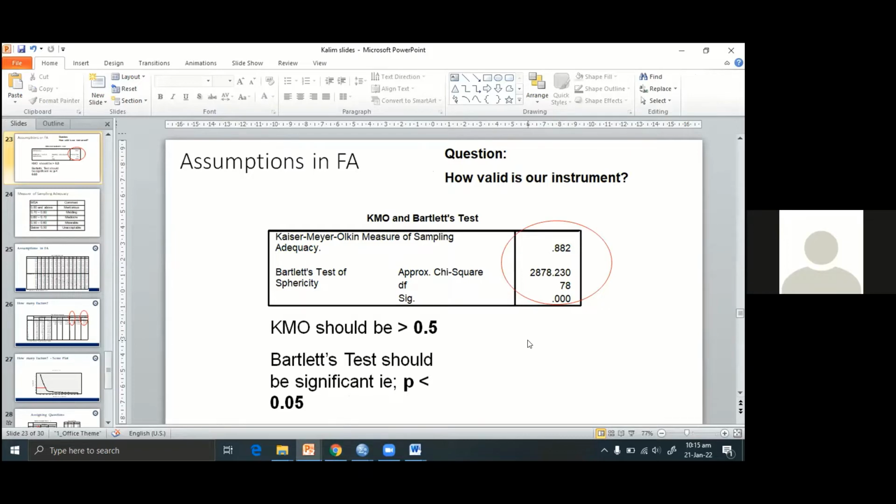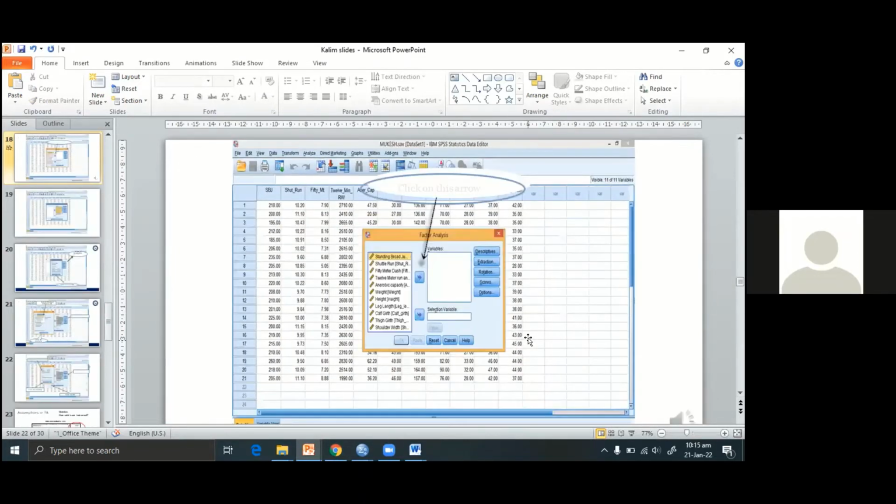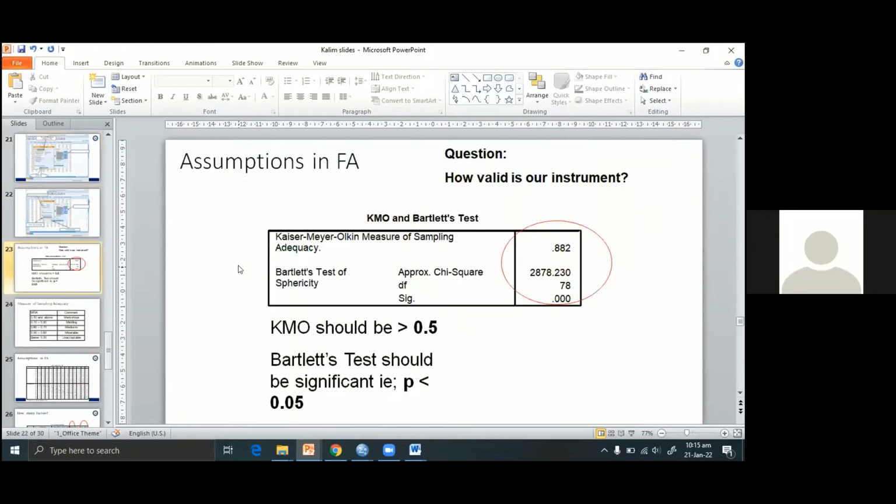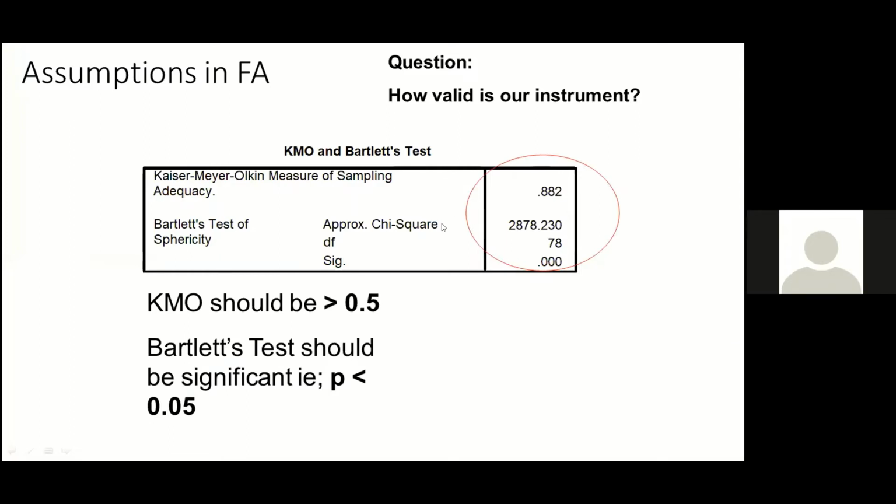This is the first condition. Keep it in mind. The Kaiser-Meyer-Olkin measure of sampling adequacy value must exceed 0.5. Some say even 0.7 or 0.6, but minimum it should be greater than 0.5. And the second one, the result of Bartlett's test of sphericity should be at least significant at 0.05. This is what I explained to you, and this is the result of SPSS. When we do it in SPSS, SPSS gives us this result. So if it is greater than 0.5, it means sampling adequacy is there. If it is less than 0.05, it means factorization is possible.